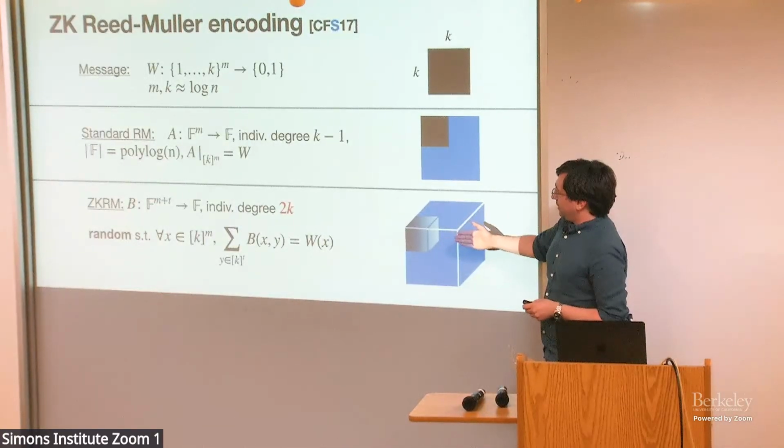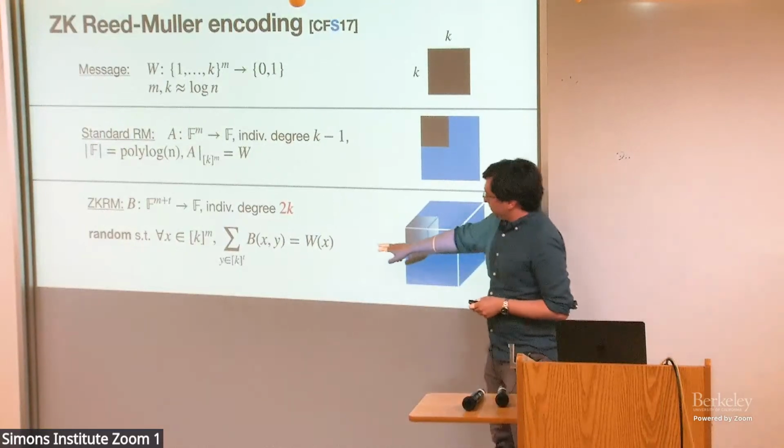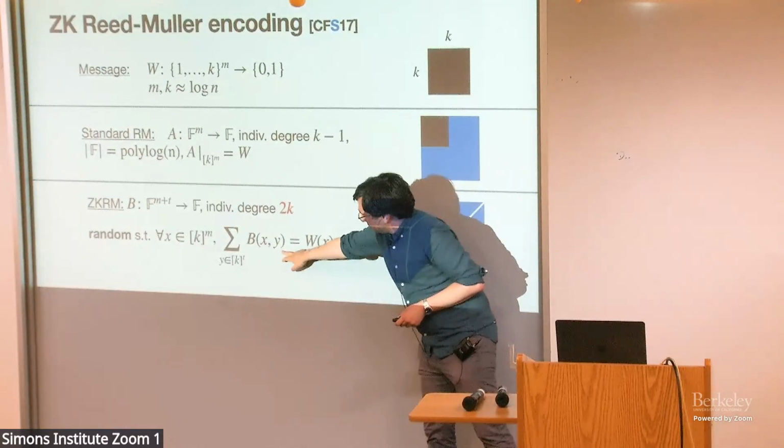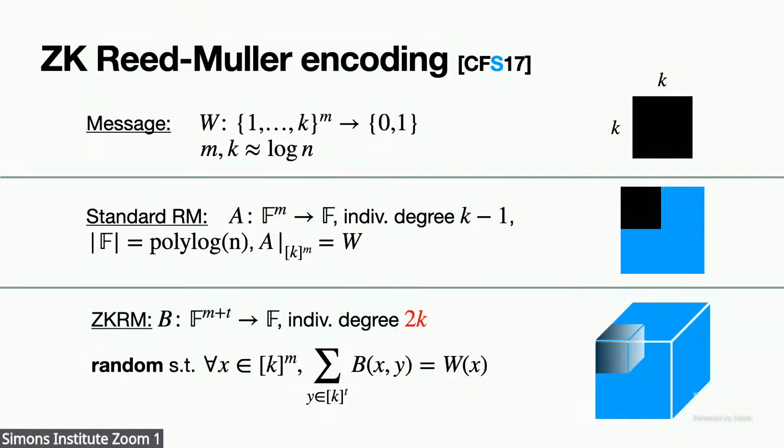And I basically encode the message as the sum over the last t variables of the big polynomial, right? So I think about, here is maybe the toy picture. Here I had something two-dimensional, now I have something three-dimensional, and I obtain the original message by summing over one of the dimensions. Okay. Any questions about this?